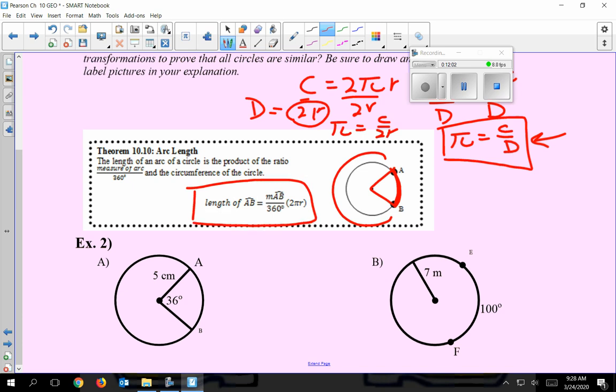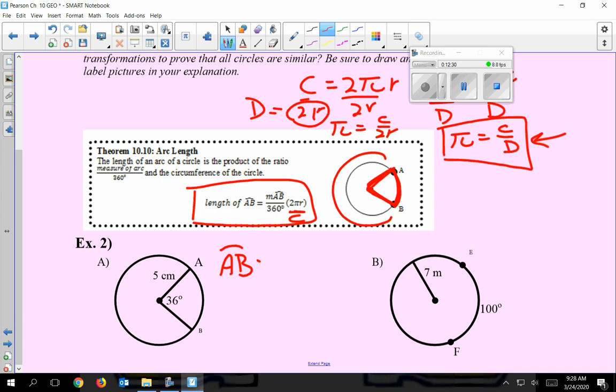I want to find the length of AB, and that has a similarity between the measure of the angle, or the arc, because they're going to be the same, over 360, and I'm going to multiply it by the circumference, that's C, of the circle, okay? So let's practice that a little bit. I want to find arc AB.